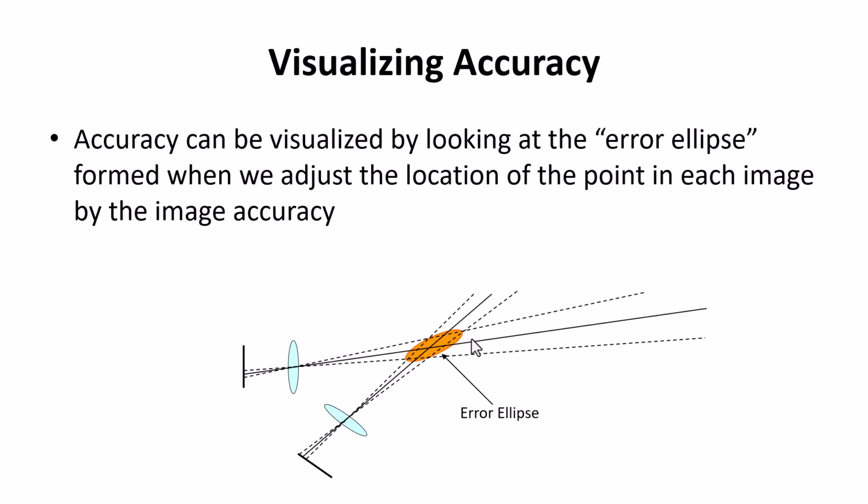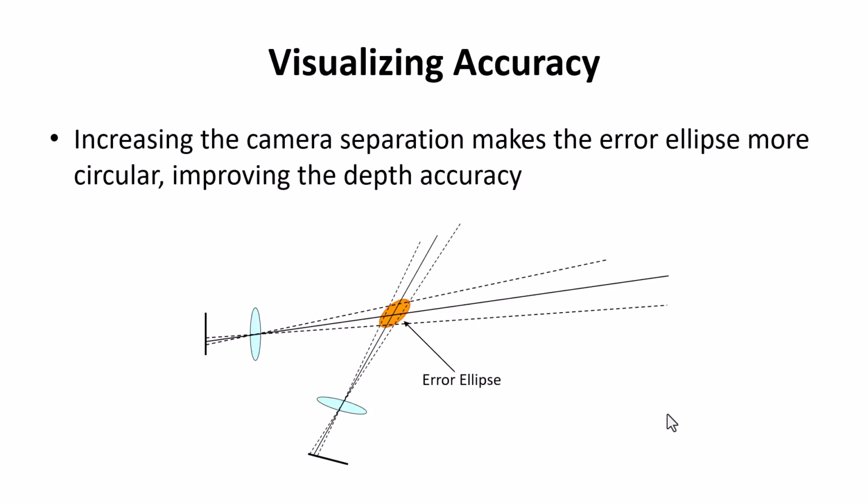That error creates an error ellipse. So that's the real location for the point of interest, but it could fall anywhere within that orange ellipse. And if we want to reduce the size of that ellipse, we can do things like move the cameras further apart. By moving the cameras further apart, the separation distance or the base distance increases, and that improves our depth accuracy, because we can see the ellipse in that direction is now reduced.